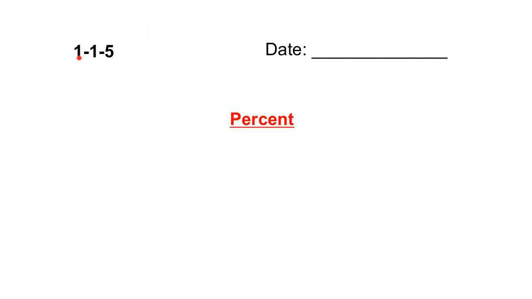This lesson is from Spiral 1, Topic 1, Lesson 5, the 5th lesson in the first topic of our spiral. You should write today's date in your notes to help stay organized, and the title of this lesson is percent. So we're going to look at what percent is and what you can do with it. My hope is that you've seen all of this before and it's just review, but if you've forgotten some of the details, that's okay. That's why we're going over it now.